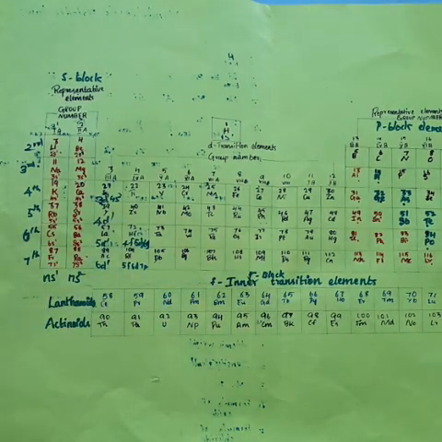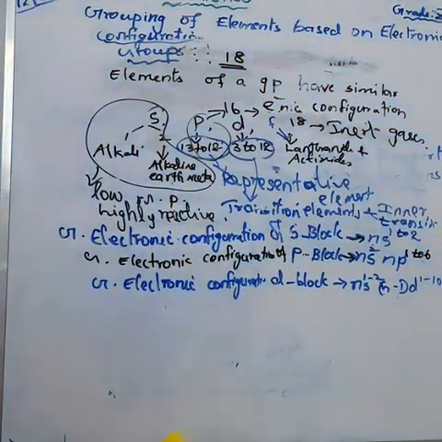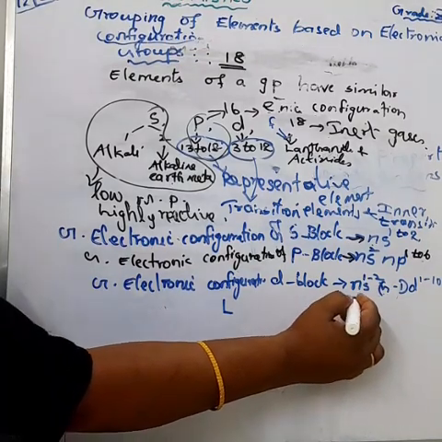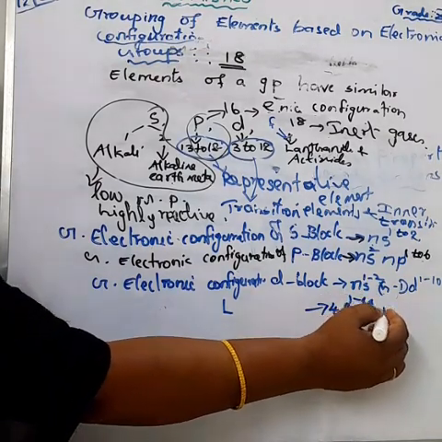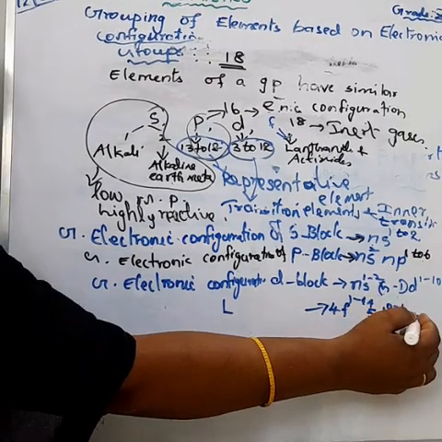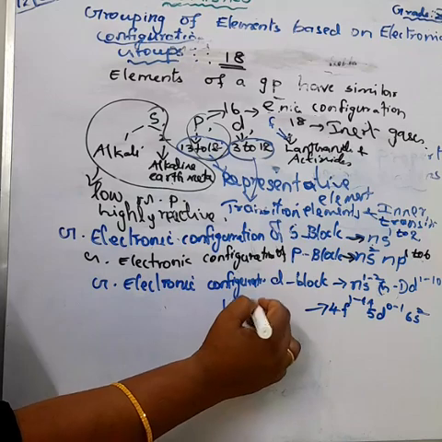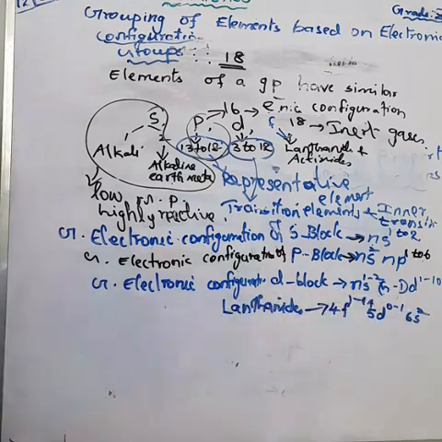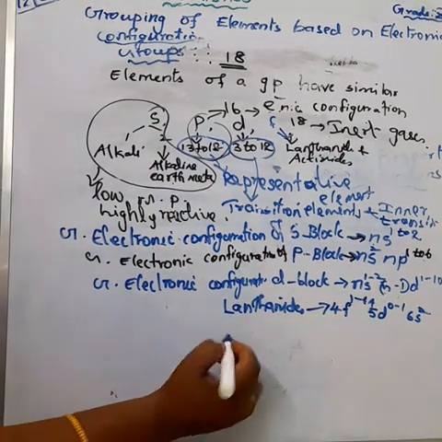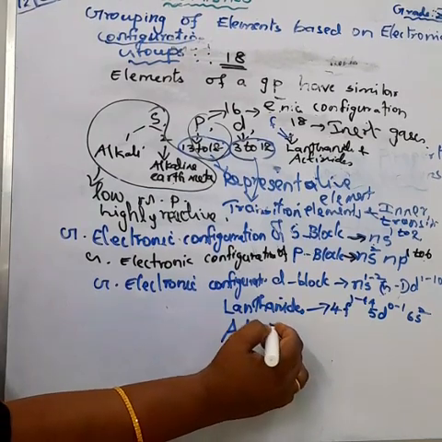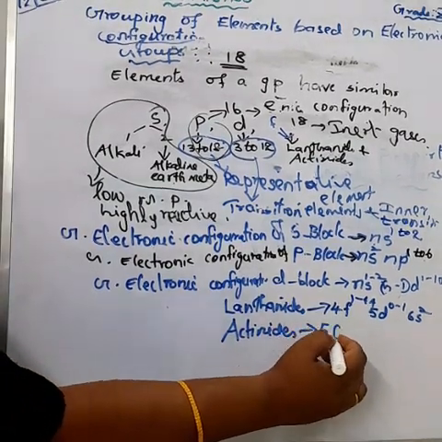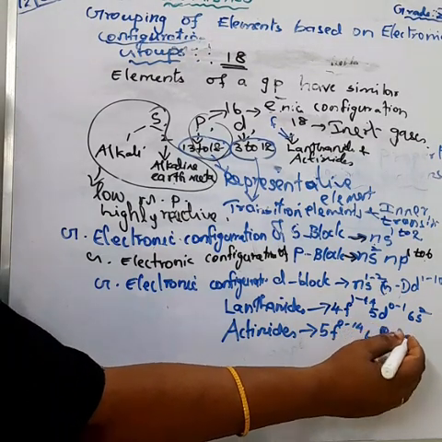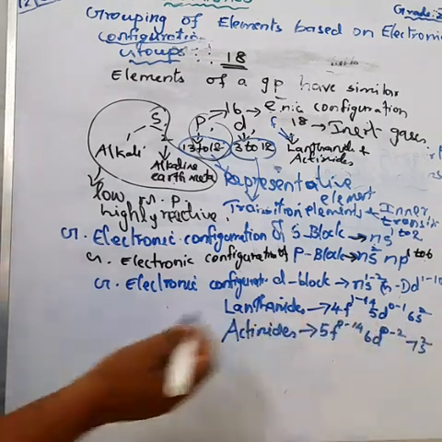The general electronic configuration for the lanthanides is 4f1 to 14, 5d0 to 1 and 6s2. This is the electronic configuration for the lanthanides. And the general outer electronic configuration for the actinides is 5f0 to 14, 6d0 to 2 and 7s2.